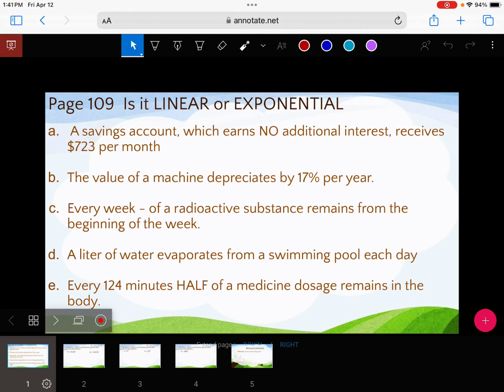Okay. So we're going to be in your workbooks, page 109 to start. And what we're going to do today is we're going to talk about how we can tell if something is linear or exponential from the words. And then we're going to look in depth about exponential functions and what they do. So, what is the difference between a linear function and an exponential function?